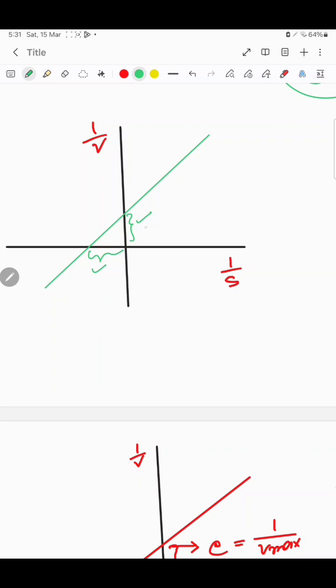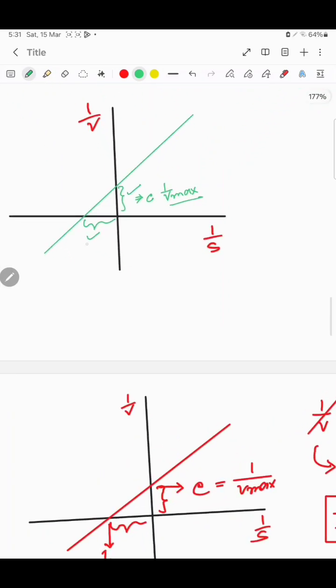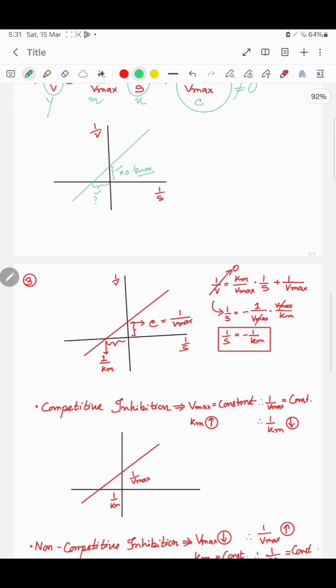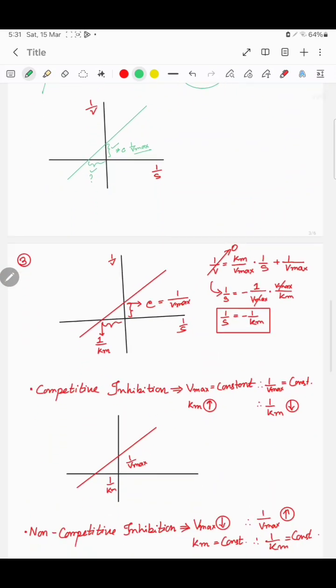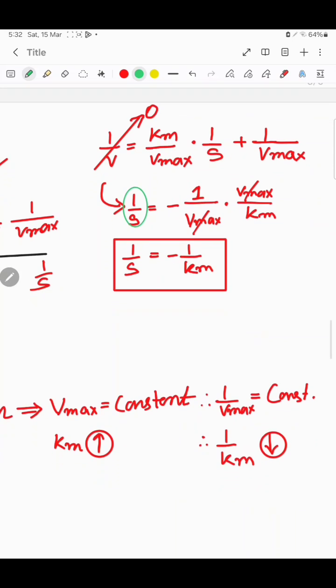The y-intercept is equal to the constant, and you can see the constant is 1 by Vmax. So this is 1 by Vmax. But what is the x-intercept? To find the x-intercept, we just put y equals 0 in this equation. You can see here I have done that. Y, or 1 by velocity, is equal to 0, and you find the value of x, that is 1 by S, 1 by substrate concentration, and it turns out to be 1 by Km.